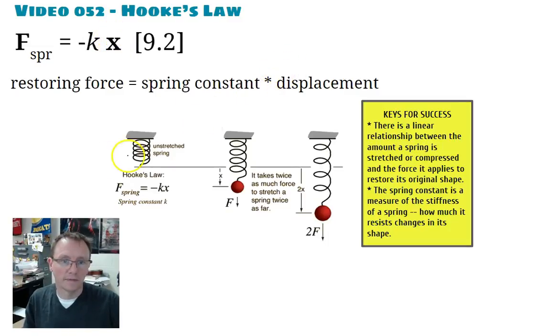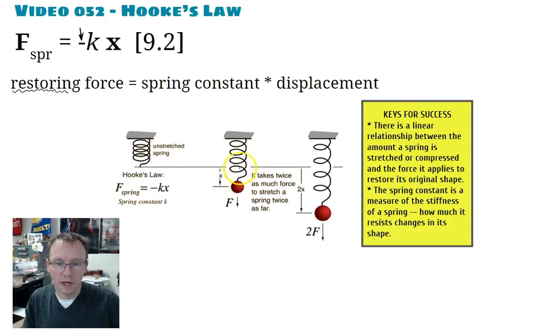And so here's Hooke's Law in all of its glory right here. It's formula 9.2 on our formula sheet. It says that a spring force, or any kind of restoring force, is equal to the opposite of k, which is a spring constant, multiplied by the displacement. The opposite sign right here may seem a little strange, but in reality it makes a lot of sense because this is a restoring force, right? This is a force that restores the shape of the object.